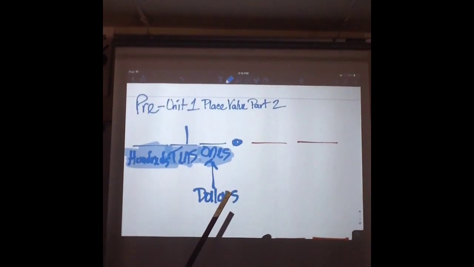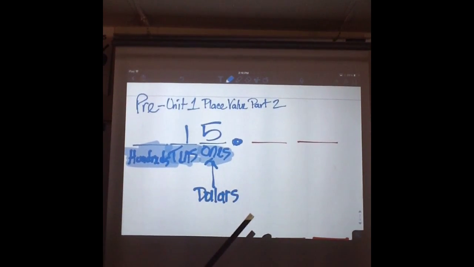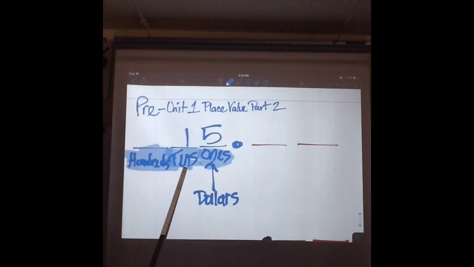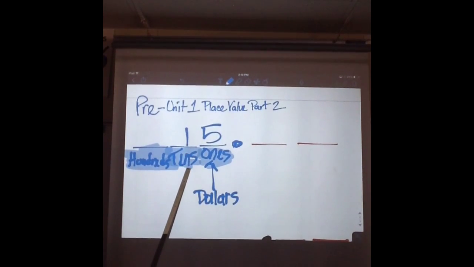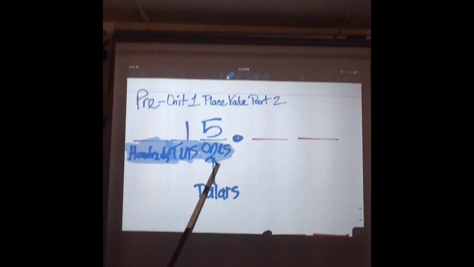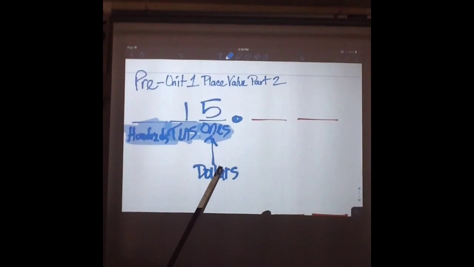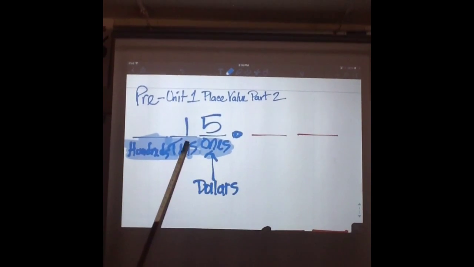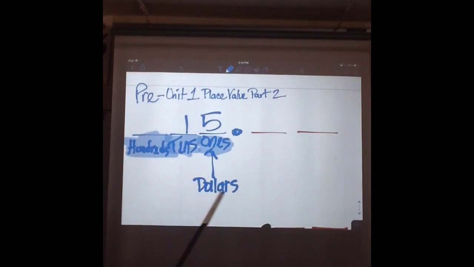Now let me change that one. Okay, now how much do I have in my place values? Well, I have a 1 in the tens, right? So I have a $10 bill. And how many $1 bills do you think I have? 5. I have 5. So I have $15.